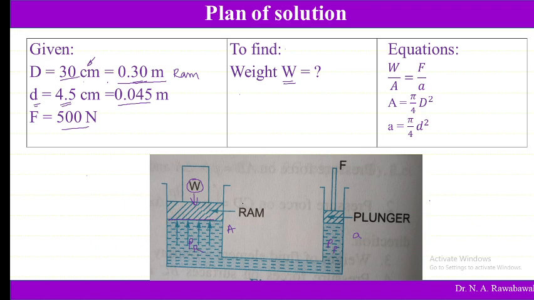So pressure PR is equal to pressure PP, the pressure on the plunger side. Pressure on the ram side is given by weight divided by area of ram, which is equal to force on plunger divided by area of plunger. So the equation is W divided by A equals F divided by a. Capital A, the area of the ram, is given by pi by 4 D square, and the area of the plunger is given by pi by 4 d square. We know the diameter of the ram and the diameter of the plunger. So first we can find the area of the plunger, then the area of the ram, and we know the force, so then we can find the weight kept over the ram.